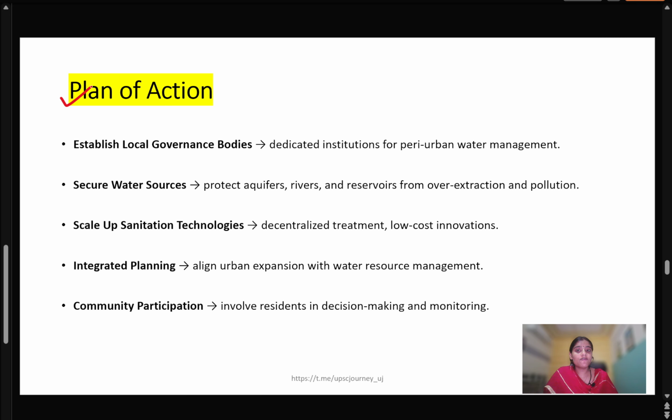Now, what are the action plans? What do we actually need to do? First, we need to establish local governance bodies, a dedicated institute for peri-urban water management. We see that there is management at the urban level and at the rural level, but there is no managing authority at the peri-urban level. So we need a proper institution for peri-urban water management.